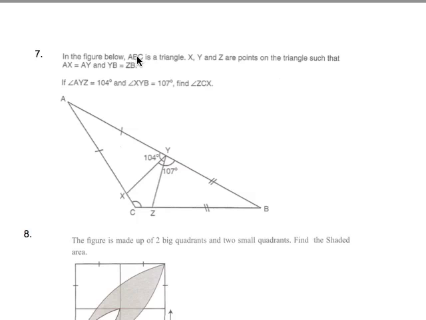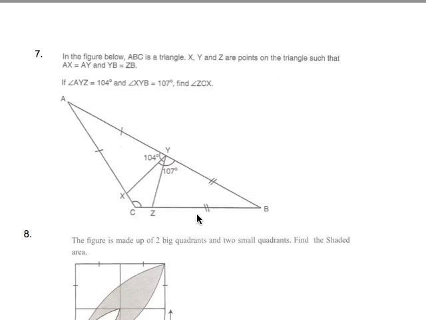It is this. In the figure below, ABC is a triangle. Okay, so A, B, and C is a triangle. You saw that. Okay, X, Y, Z are points on a triangle such that AX equals AY. So as you can see, AX here equals AY over here. In other words, it is an isosceles triangle. And then it says that YB equals ZB. So this is also an isosceles triangle.